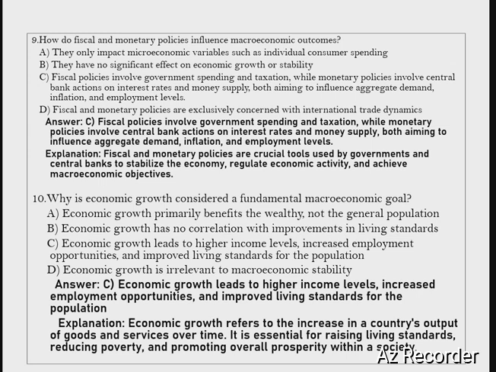Correct answer is option C. Its explanation is economic growth refers to the increase in a country's outputs of goods and services over time. It is essential for raising living standards, reducing poverty, and promoting overall prosperity within a society.